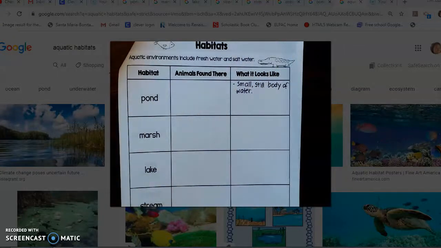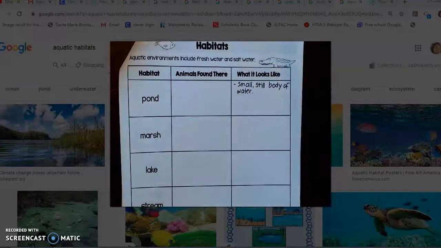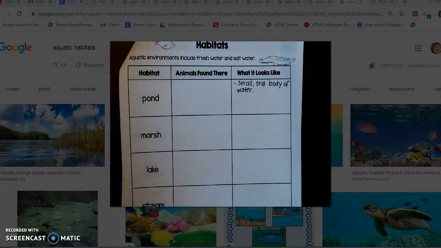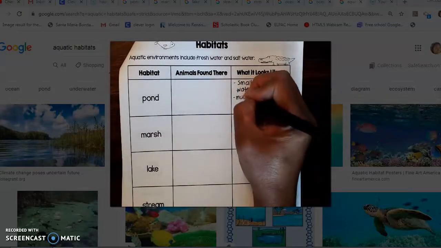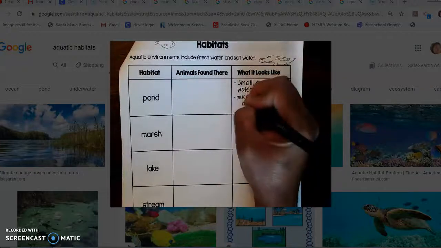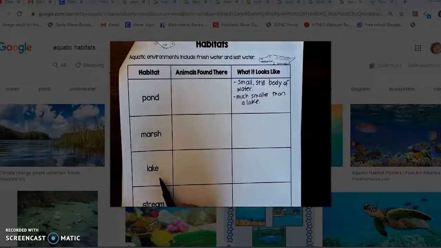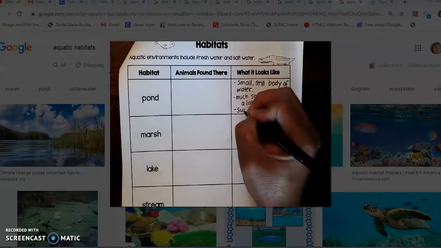The water doesn't move unless there's like a creature or an animal, something disturbing the water. So it splashes in the water or something like that. Then the water moves. But the water isn't flowing like it would in some of these other habitats. And we're going to see where the water moves in the other aquatic habitats. It's much smaller than a lake. And we're going to talk about a lake in just a moment. And another thing about a pond is that it's surrounded by land.